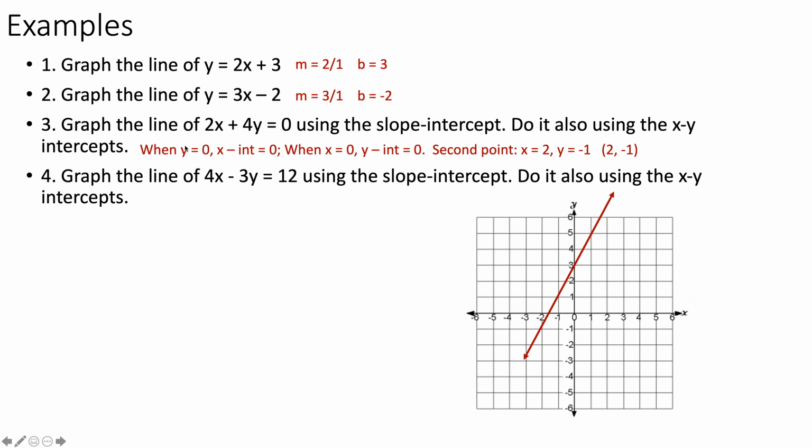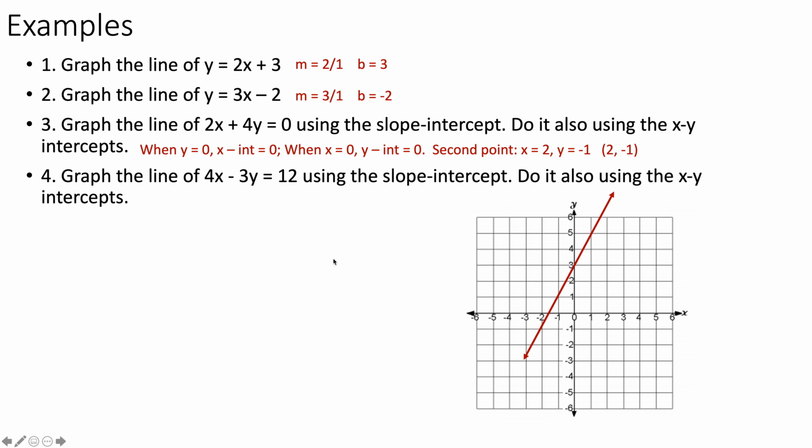For the next one, to do it with intercepts, I'm not going to do it for you with the slope y-intercept. It works out to be y equals negative 1/2 x. But to do it with intercepts, the y and the x-intercepts are the same. They're both 0. So that means you have to find the second point. So pick any value you want to plug in. I plugged in 2 for x. Y works out to be -1.